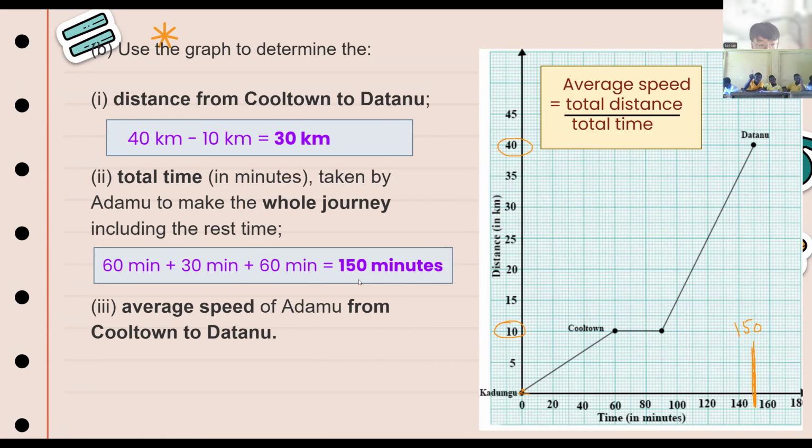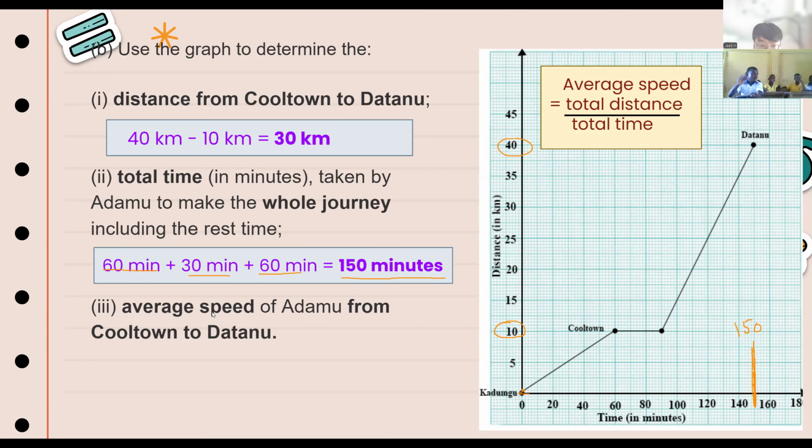Yeah. And then we can use the past information too. From Kadungu to Cool Town, it took 60 minutes. And then he rested for 30 minutes and took another 60 minutes to get to Datanu. So that is 150 minutes in total. Okay.